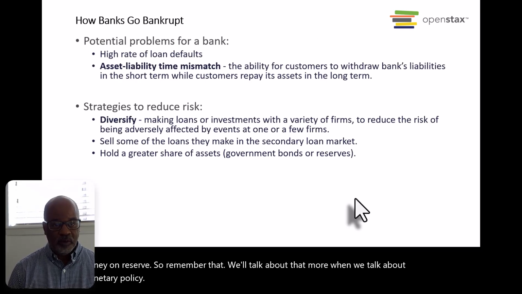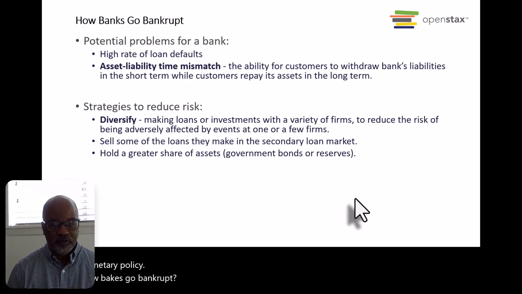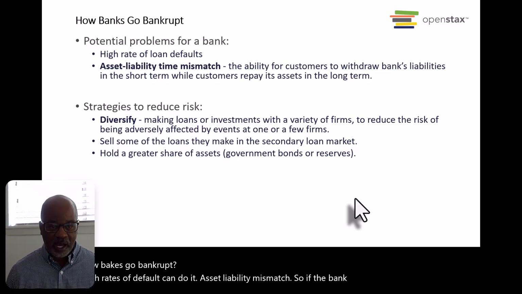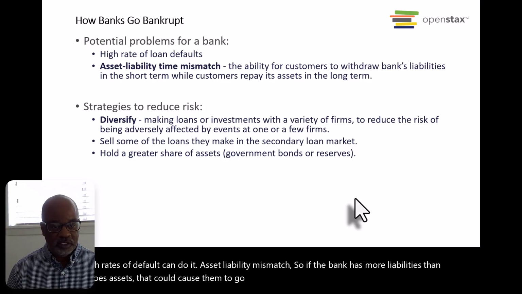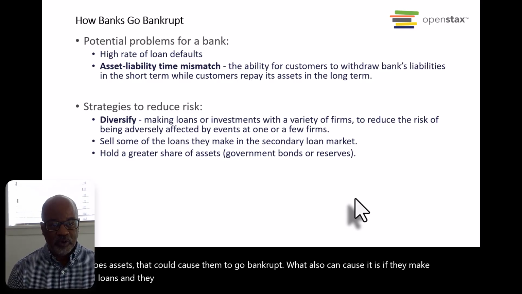How banks go bankrupt. High rates of default can do it. Asset liability mismatch: if the bank has more liabilities than it does assets, that could cause them to go bankrupt. What can also cause it is if they make bad loans and don't diversify their loan portfolio into different sectors, that can cause problems for the bank.